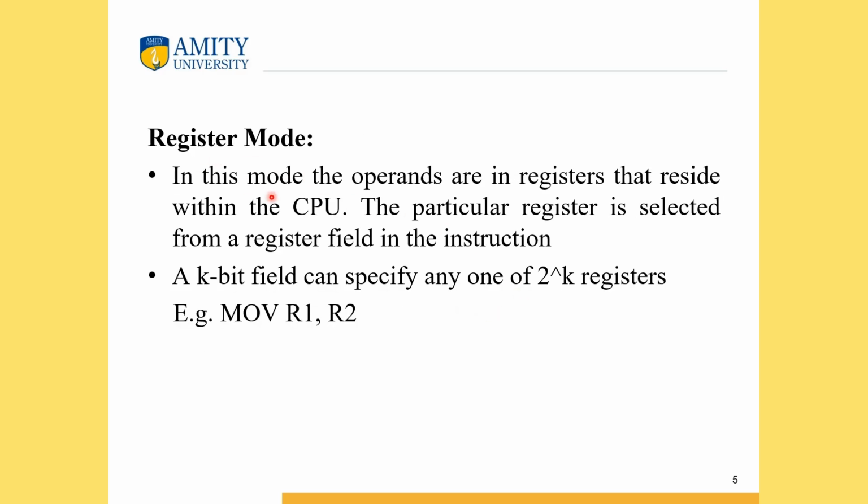The register mode is a mode where the operands are found in the registers, and these registers reside in the CPU. Particular registers are selected, or a single register is selected from a register field in the instruction. So the instruction will point towards a specific register where the operand will be stored in the CPU itself. So for example, we have MOV R1 R2. So we have selected R1 and R2, and thus in register mode we select registers from the CPU.